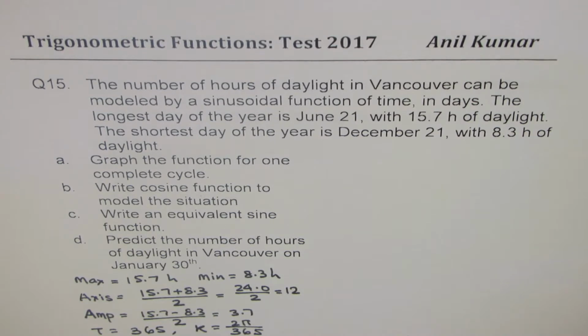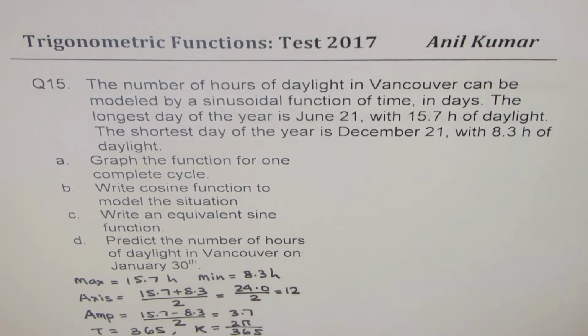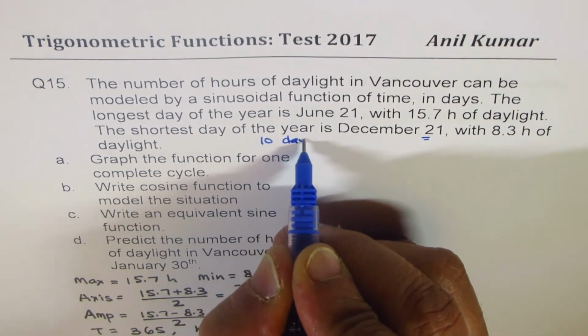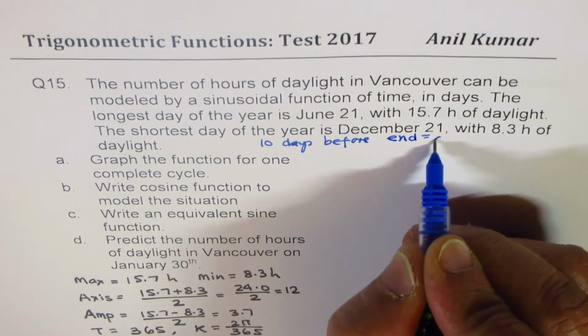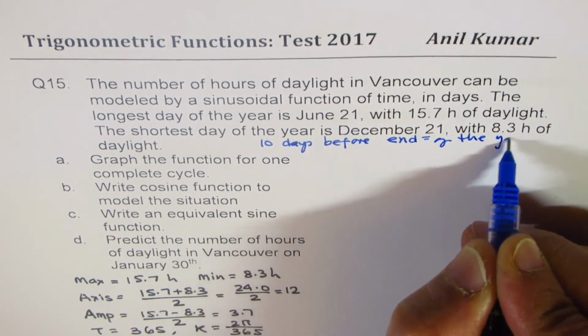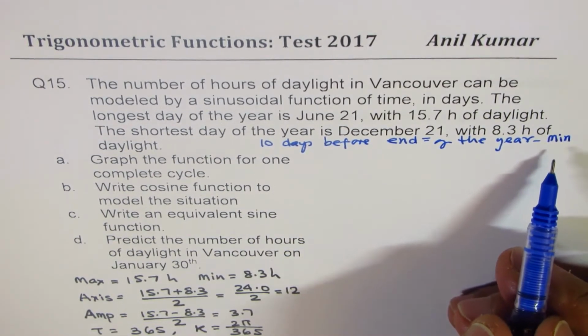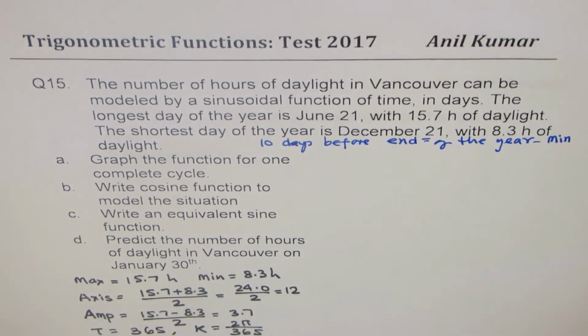Now, the important thing to find here is the phase shift. What do we notice here is that on December 21st, we have a minimum, right? So let's look into this part. The minimum on December 21st means 10 days before the end of the year. We have a minimum, right? So that means we could think about a cosine function starting 10 days before with a minimum. So that should give us the graph and the phase shift.